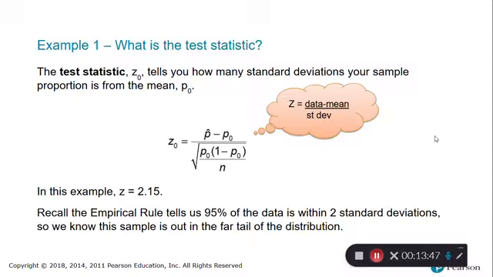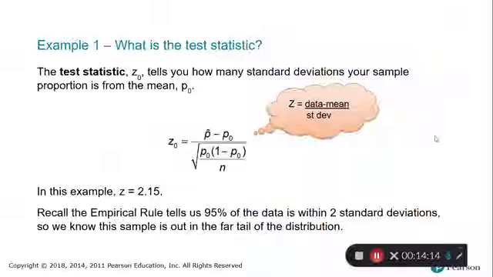Remember, to calculate a z-score, we take the data value, subtract the mean, and divide that by the standard deviation. So our data value is p hat, our mean is p naught, and then on the bottom we have that calculation for standard deviation: square root of p naught times 1 minus p naught, all divided by n. In this example, z equals 2.15. We don't actually have to calculate this by hand. We just did that in StatCrunch and it gave us this value.